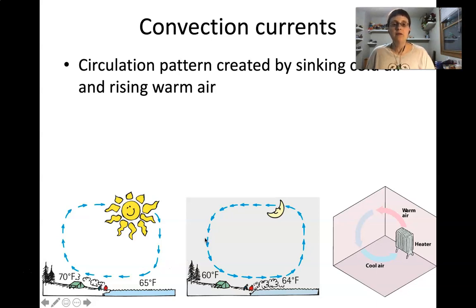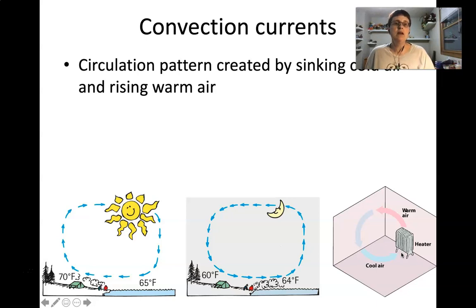And then at night, it reverses, because at night, the land is going to be cooler than the lake and the water will be warmer. And so the water is warmer, it's going to warm up the air, warm air rises and pushes the air, and cool air sinks out over the land. And so at night near a lake, the air is going to be pushed offshore.